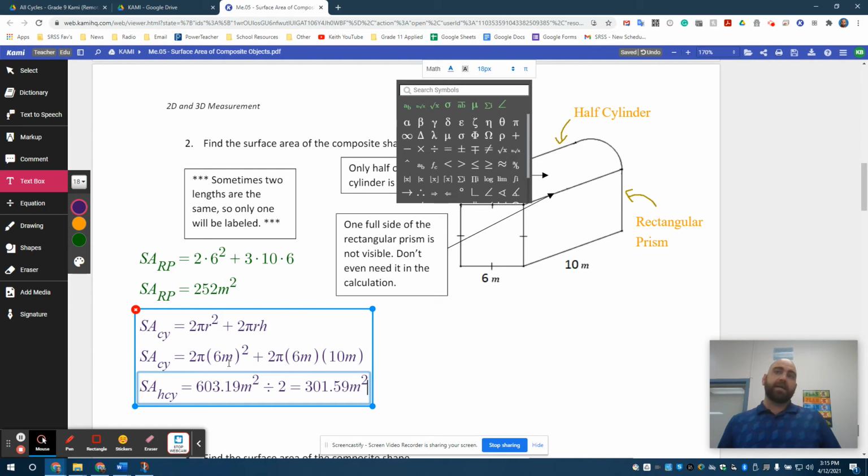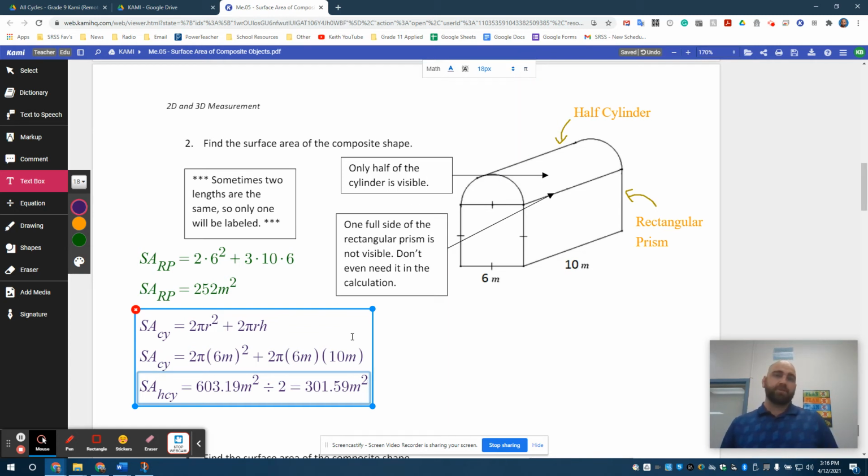Now, some of you might have noticed that I actually made a mistake on this here. Okay, and I'm going to point that out just as a part of this video because that's something that's good to see. The diameter is 6, the radius is only 3. So I got to replace this here, and that will change my numbers here. Let's just redo it really quickly. 3 squared plus 2 times pi times 3 times 10. It is actually 245.04 square meters. And when we divide that by 2, it's 122.52 square meters.